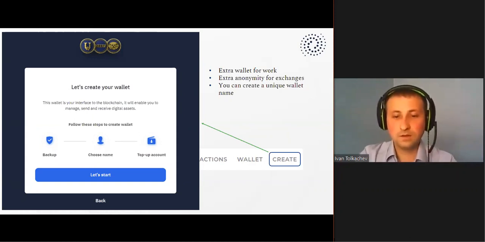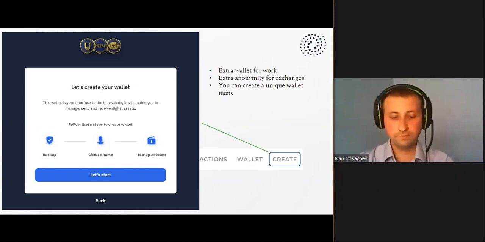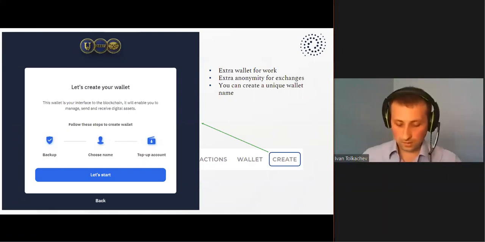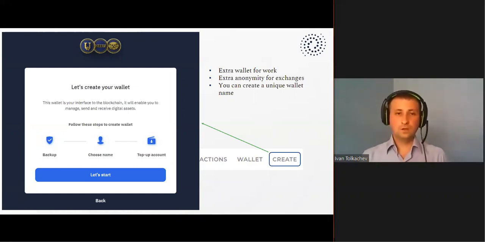So what else is interesting here when you create your wallet is that you can create your unique wallet name, up to 12 symbols, let me remind you, Latin symbols, and you can use it for trading or for any other purposes. You can assign it your own unique name for you to remember it better and for you to work with it better. Also, when you create a wallet, you need to take into account the following things.